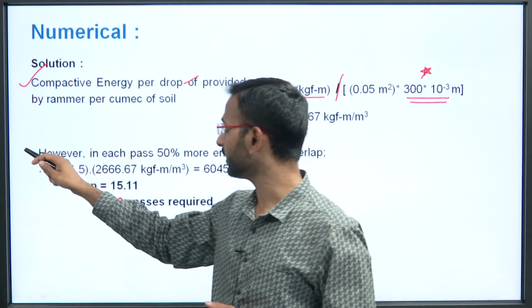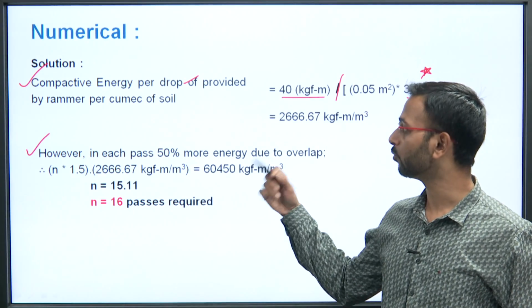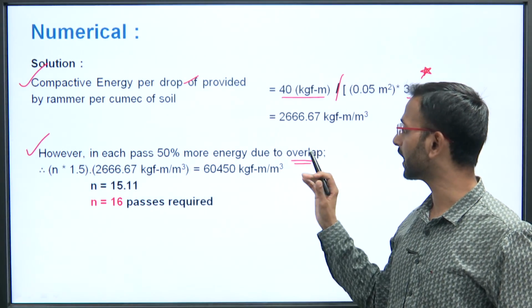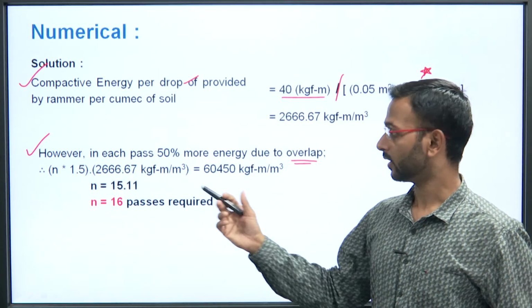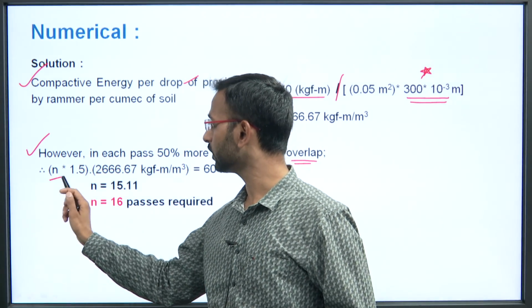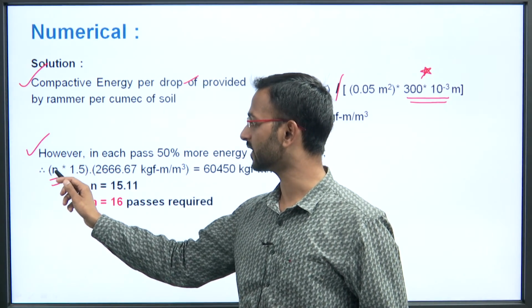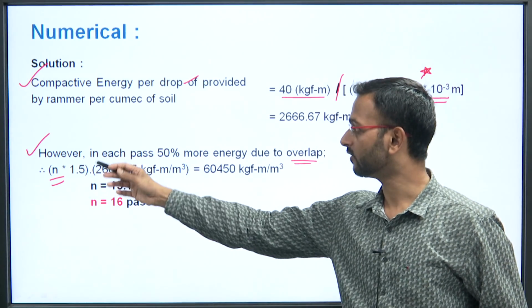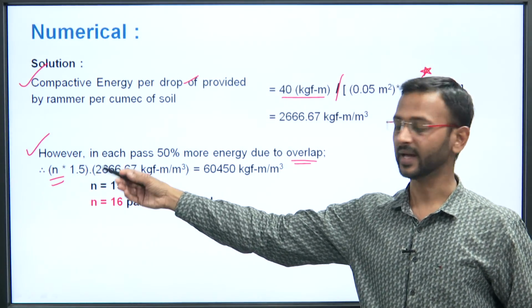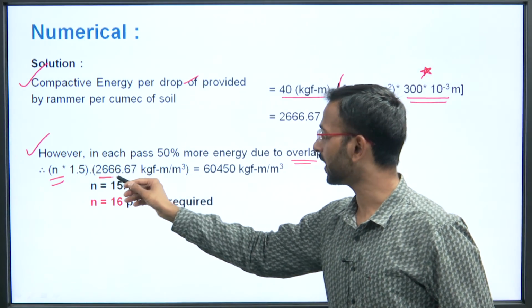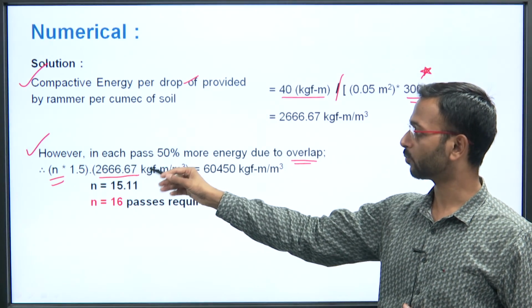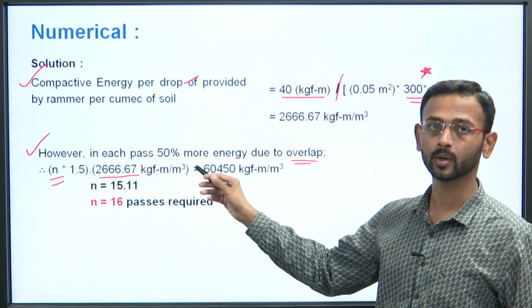However, in each pass there is 50% more energy due to overlap. The overlap was there, that I showed you in the figure. So if we consider n number of passes, we will be taking 1.5 times n, into 2666.67 kilogram force meter per meter cube for each pass.